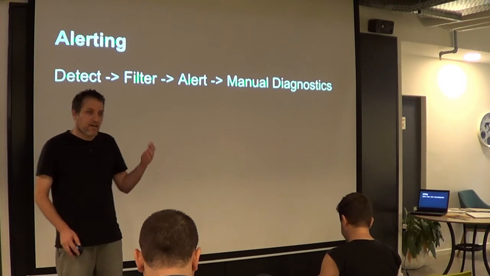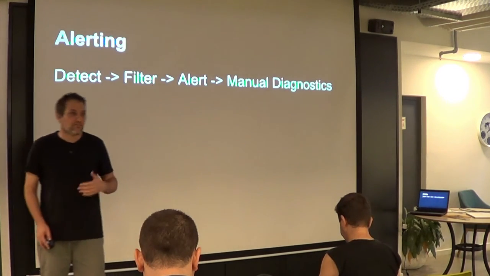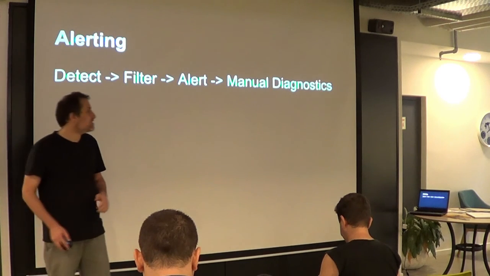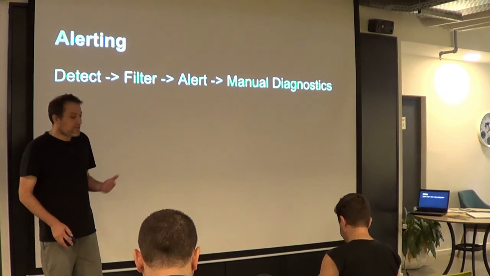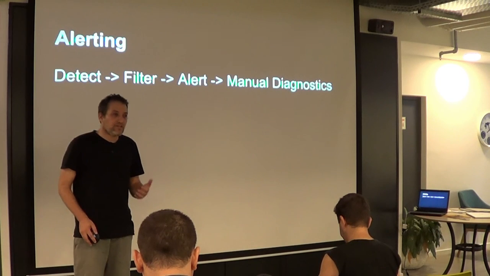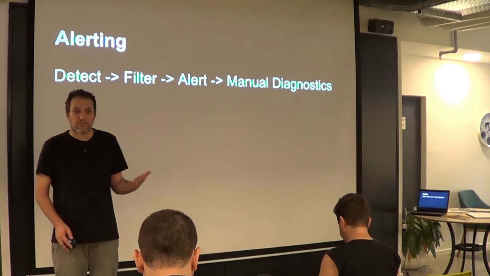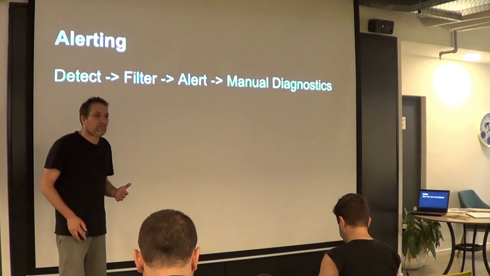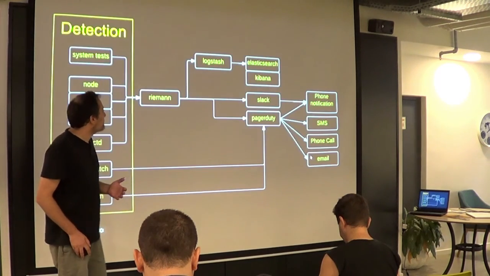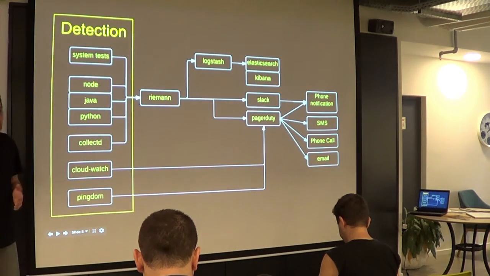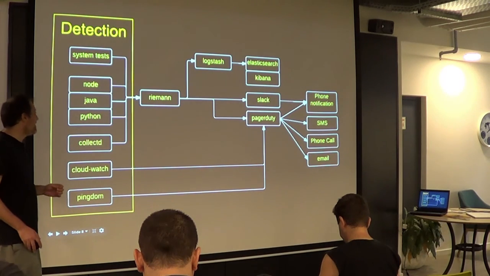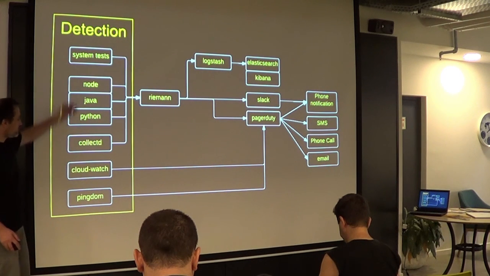So today I am on schedule, and Oren is on the PagerDuty schedule, and once you get this phone call or this alert, you need to do something. You need to look at some kind of dashboard and perform manual diagnostics. So this is our simple monitoring system. This is the detection part, okay?